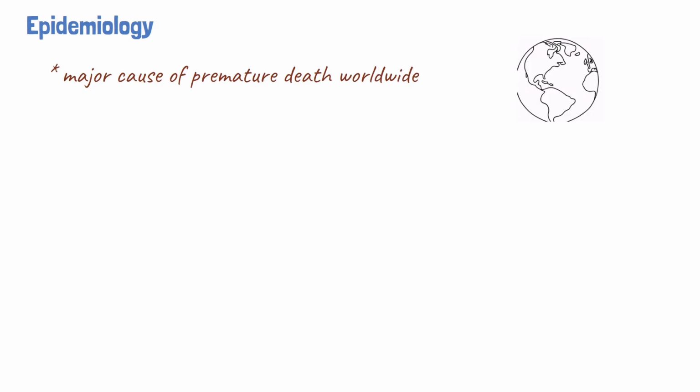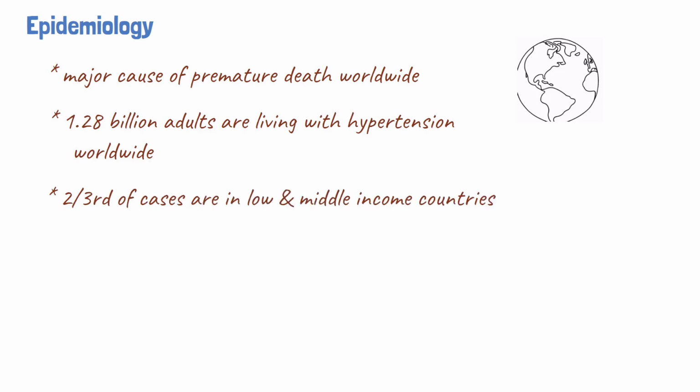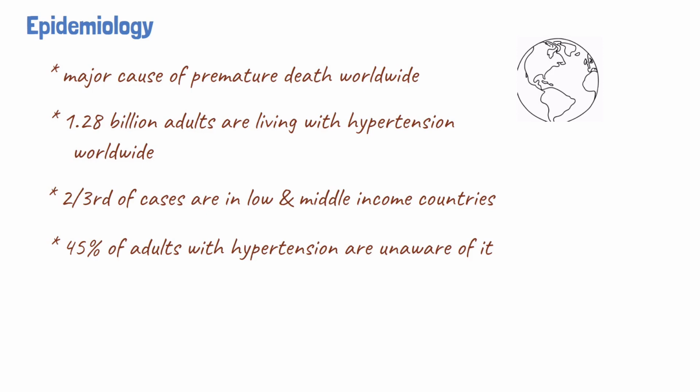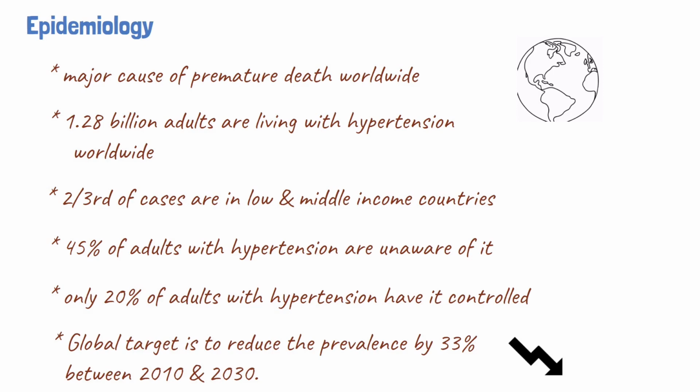Hypertension is a major cause of premature death worldwide. An estimated 1.28 billion adults worldwide have hypertension, with about 2/3 living in low and middle-income countries. An estimated 45% of adults with hypertension are unaware that they have the condition. Only about 20% of adults with hypertension have it under control. One of the global targets for non-communicable disease is to reduce the prevalence of hypertension by 33% between 2010 and 2030.